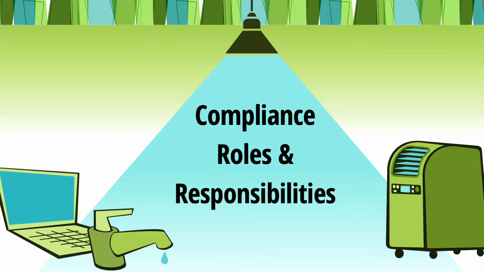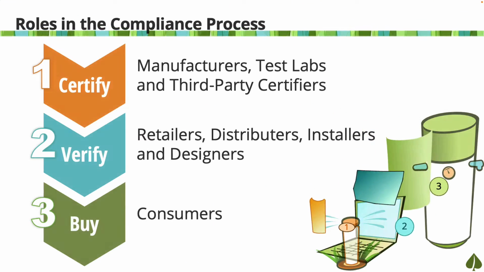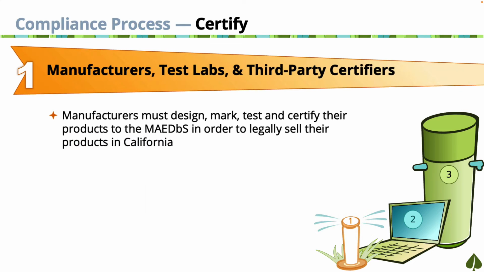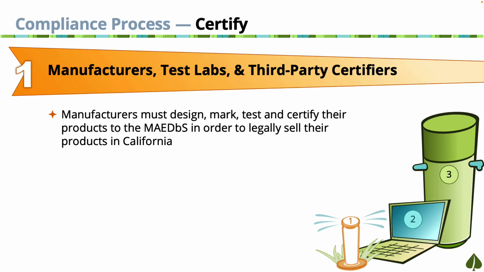Let's take a closer look at the responsibilities of these market actors. The Title 20 compliance process can be described broadly as certify, which includes designing, testing, marking products appropriately, then certifying them to the MABES; verify, which includes ensuring relevant products are compliant; and buy, which refers to end-user customers purchasing the product. Manufacturers, test labs, and third-party certifiers play a part in the certify stage, and each of them needs their own account on the MABES.